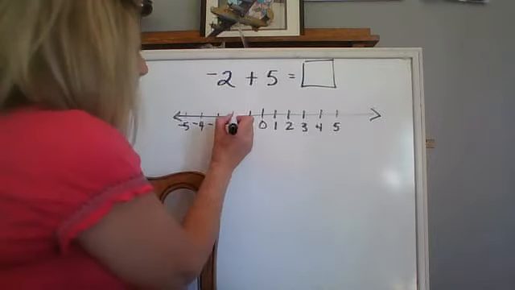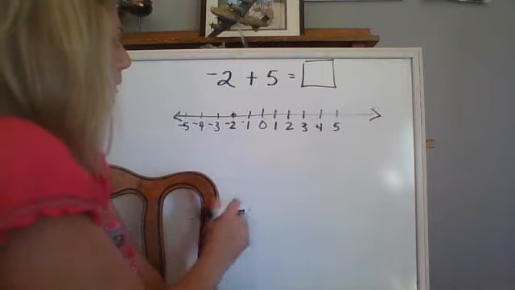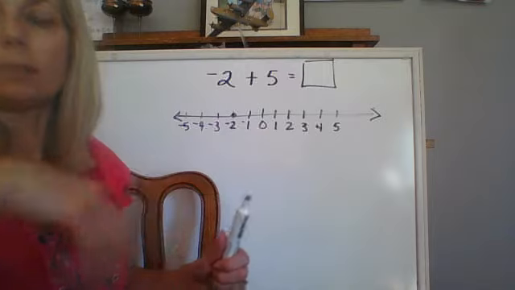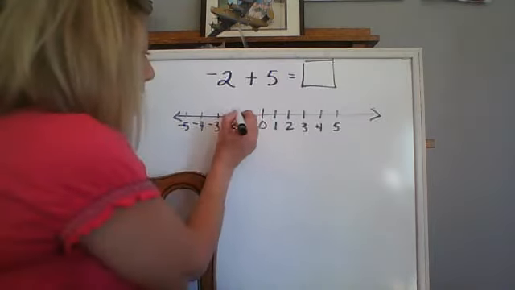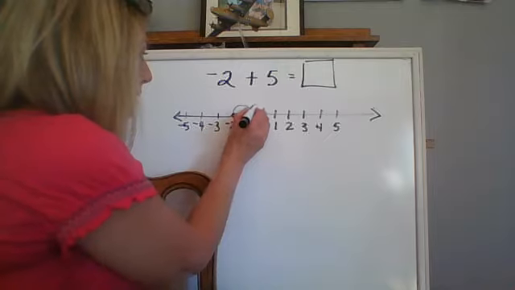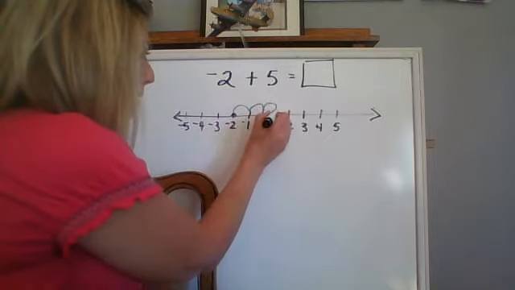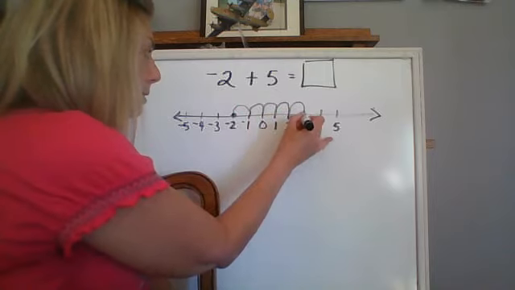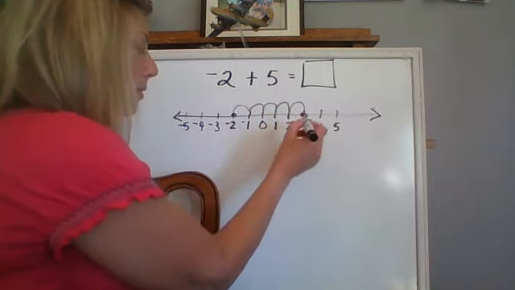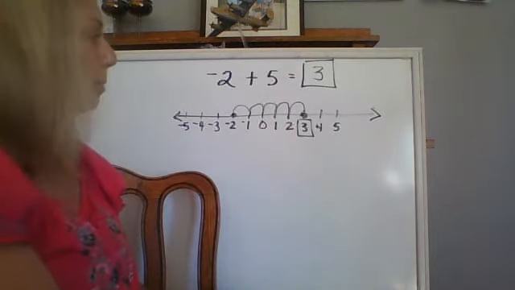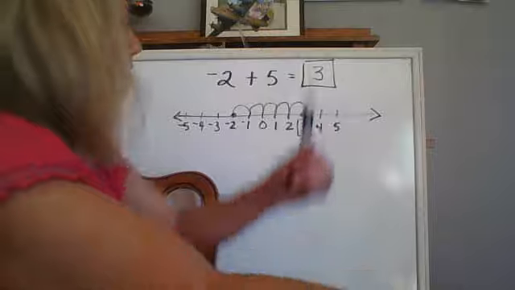So we're going to start here. I'm going to start with -2, and then I want to add 5. So when I add 5, I'm going to actually count how many spaces I jump. So here's the first space, 1, 2, 3, 4, 5, and I land at the number 3. So my answer would end up being +3.